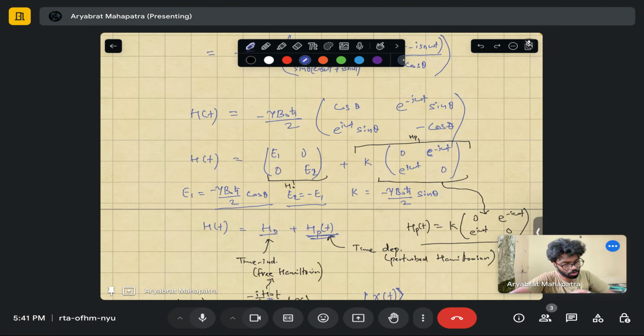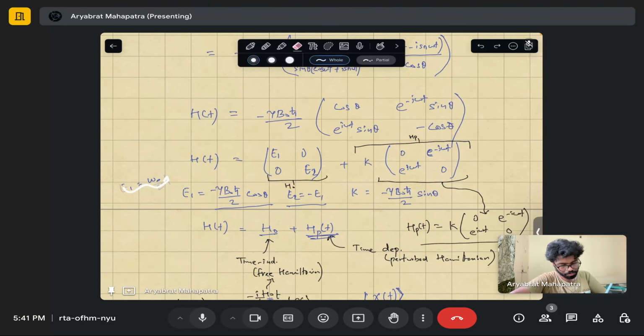Omega is here, and omega naught, from E1, I was calling omega naught. E1 is something like omega naught by 2 h bar. So E1 contains the omega naught, and this second term has this omega. So that is a quarter vessel, right?